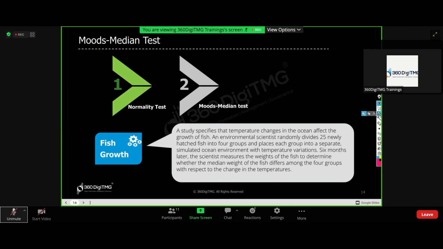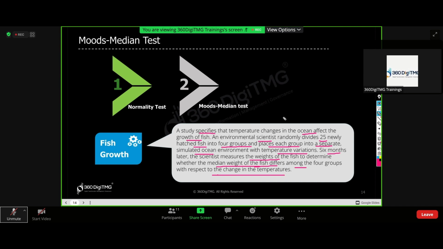Fish dose. Now here is another business problem. A study specified that temperature changes in the ocean affect the growth of the fish. One of the scientists divided 25 newly hatched fish into 4 groups and placed each group into a separate simulated ocean environment with temperature variations. After 6 months, he observed the weights of the fish to determine whether the median weight of the fish differs among the 4 different groups when it comes to change in temperature.